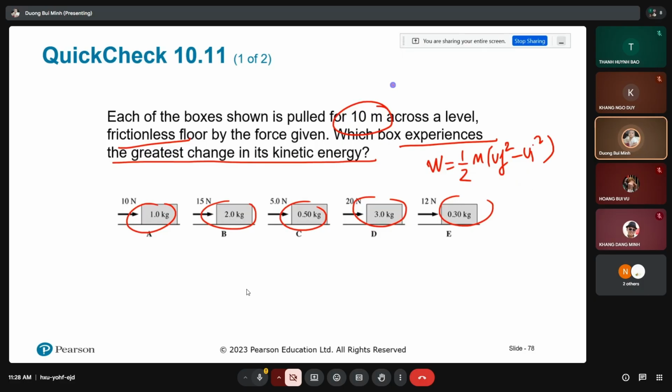So you can use the formulas. Work is what? We can use that formula. That's okay. And we need to consider the mass, right? The mass. Okay. And we also consider the magnitude of force. Magnitude of force, right?